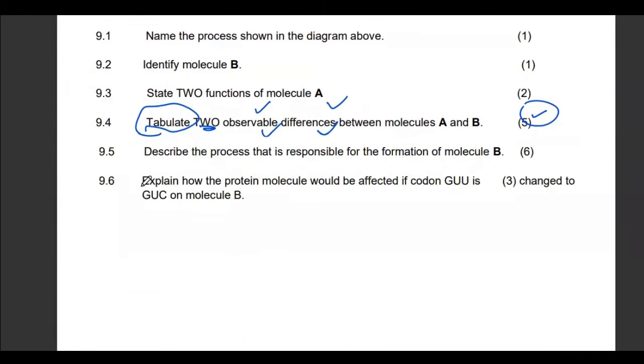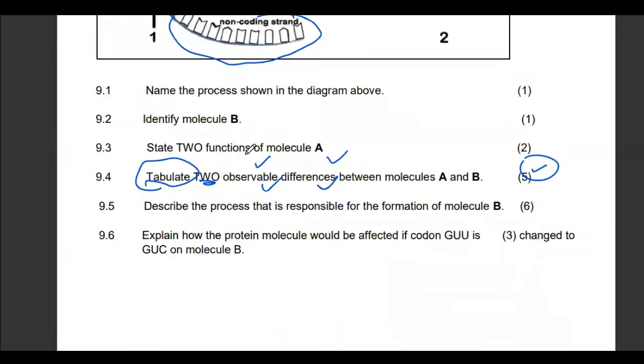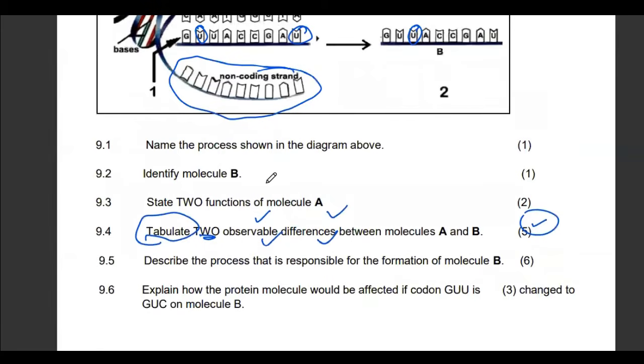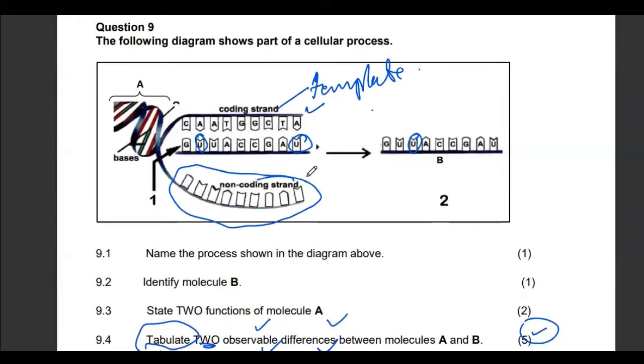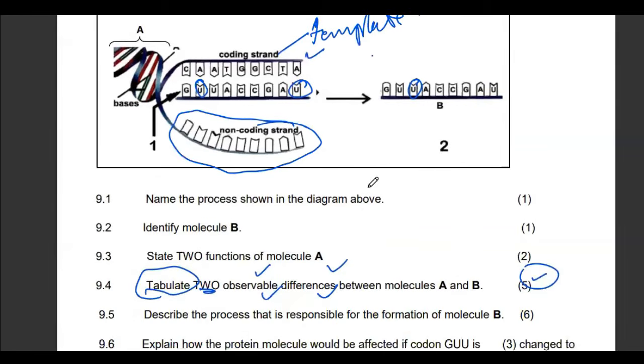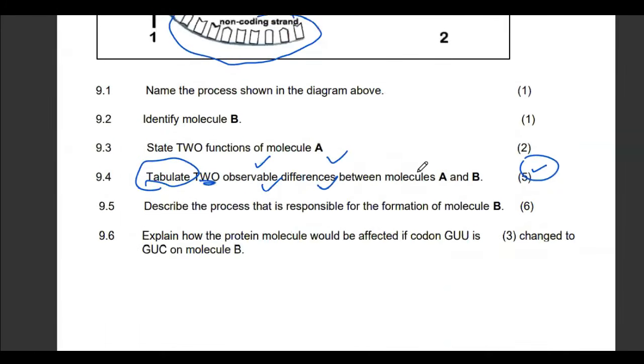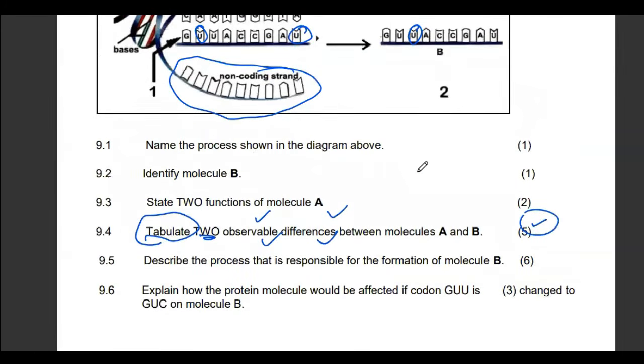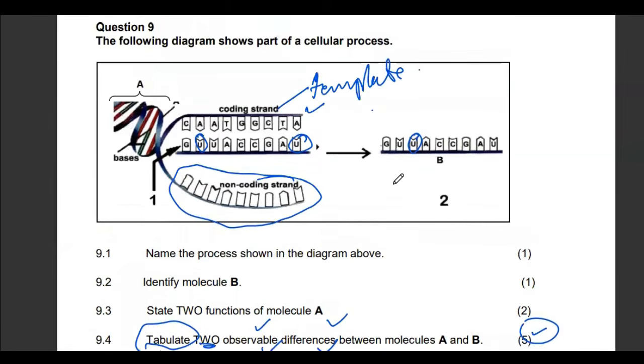So they are saying describe. What are they looking for here? Describe the process that is responsible for formation of B. If you look at B, it is messenger RNA. So how do you describe here? Talk about the DNA double helix unwinding, the weak hydrogen bonds breaking, and unzipping. When the weak hydrogen bonds break, it's the same thing as saying unzip. So you get 1 mark there.